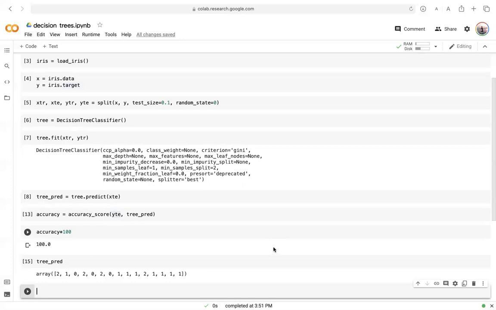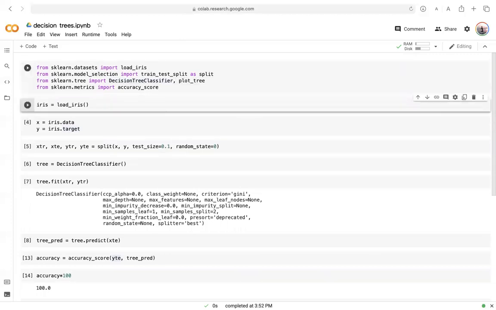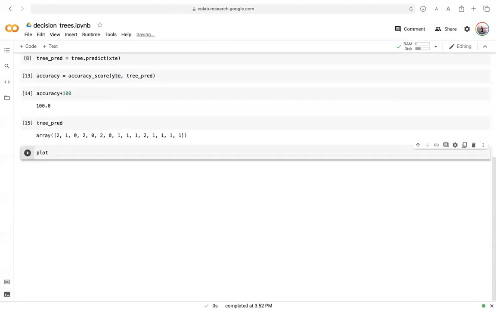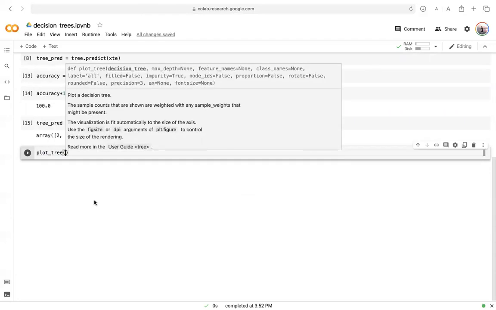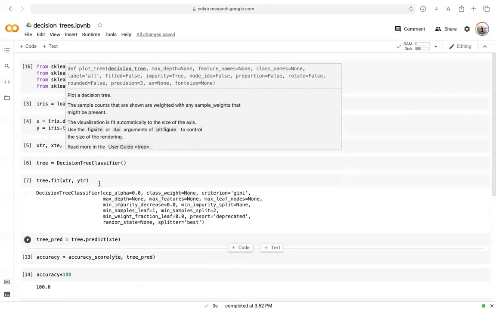See, it will do like this. For example, it can consider many factors. Let's say, for example, I'm going to use a plot tree. Okay. What did we define as a decision tree classifier? Tree.